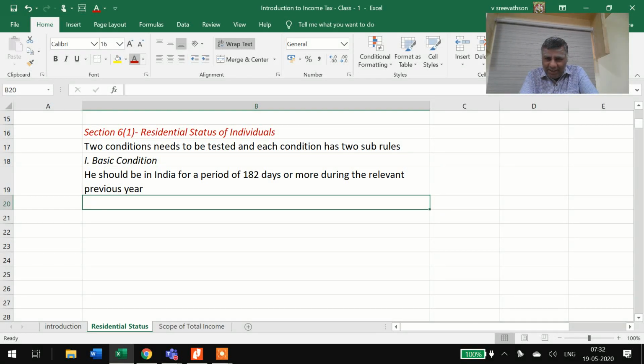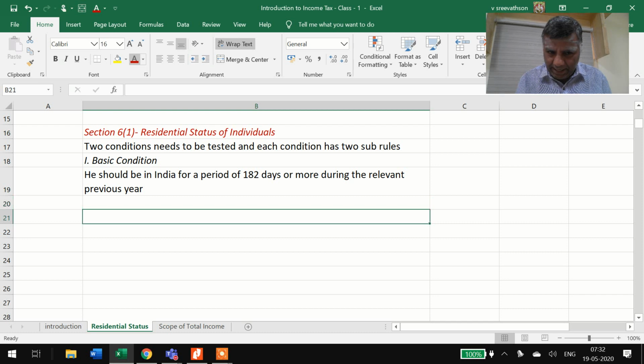He should be in India for 182 days or more out of the 365 or 366 days. Remember, 2020 is a leap year. Feb will have 29 days. Whenever we say Feb, we are going to use 29. Coming back, he should be in India for 182 days or more during the relevant previous year, as our friend said, during 1920.